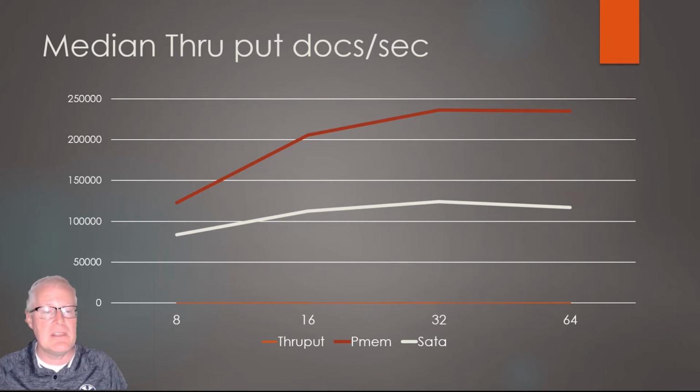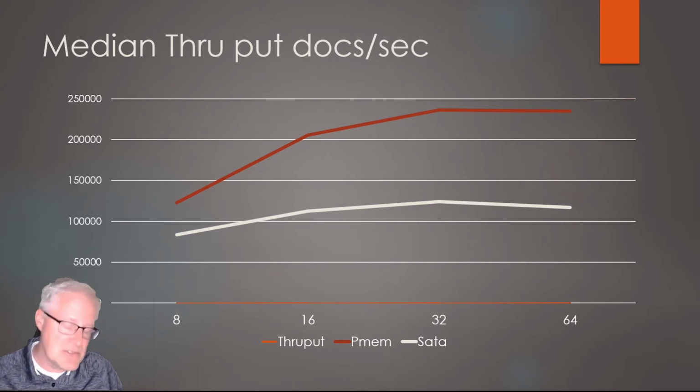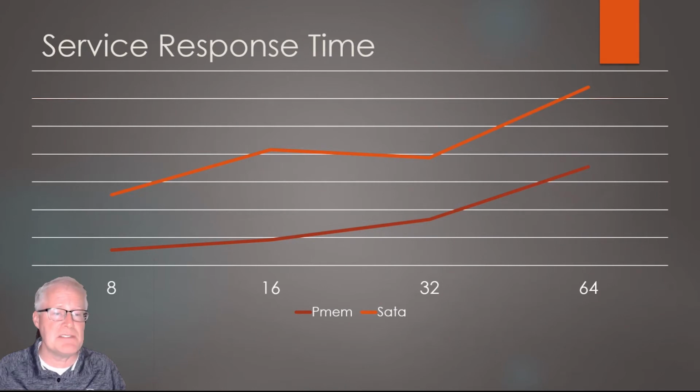And if you look here, I get close to a 2x performance improvement over a normal SATA drive, which is pretty incredible. Because most of the time when you're fine-tuning Elasticsearch, you're looking for double-digit percentage, not 2x. So pretty incredible performance improvement here with this persistent memory. Now, that's ingestion. Let's take a look at service response time.